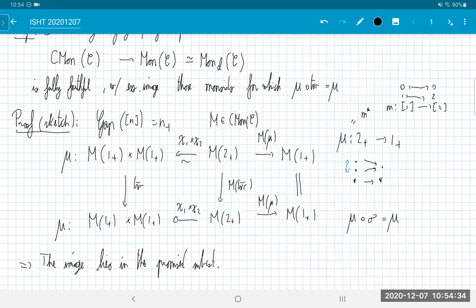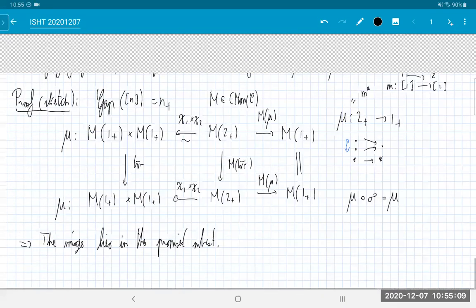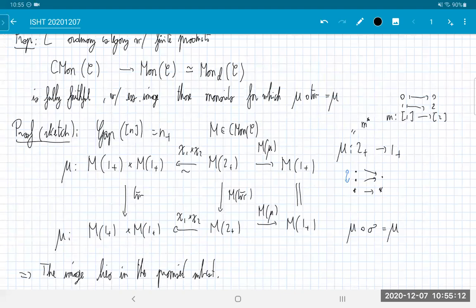Okay. Is this clear? I'll give you some time so that you convince yourself that this diagram actually commutes. Okay. And now, okay, that's one direction. And then the other direction, I'm going to give you an inverse from that subcategory too.